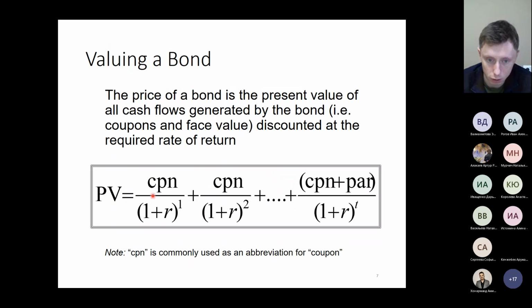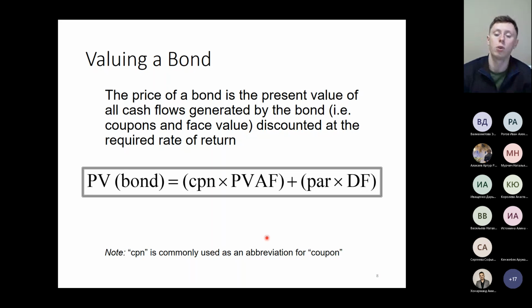This general formula can be broken down into two parts. As we have a set of equal payments with equal intervals, the coupon payments, we can multiply the coupon by the present value of annuity factor in order to find its present value. And then at the end of the bond's life, at the maturity period, we'll have a single payment of the face value, and we can multiply it by the appropriate discount factor. This is the same formula as the one we just saw on the previous slide, just broken down into two parts.